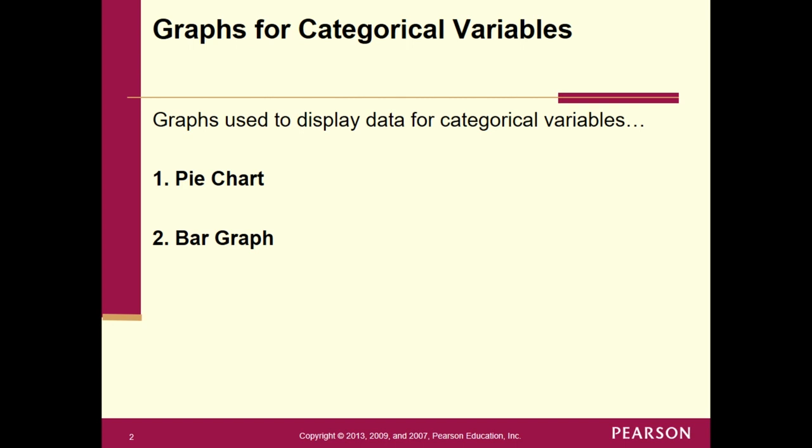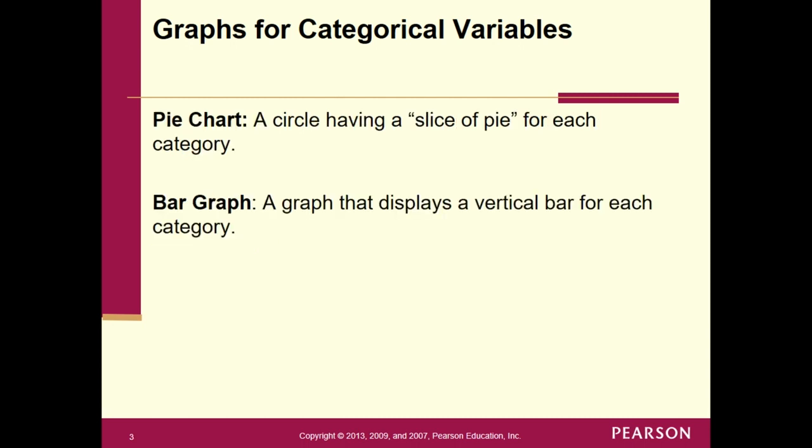Now you've all seen a pie chart and a bar graph, but let's go over each one to make sure. A pie chart uses a circle and creates slices of pie for each category, and then a bar graph uses vertical bars. All right. So pie charts.